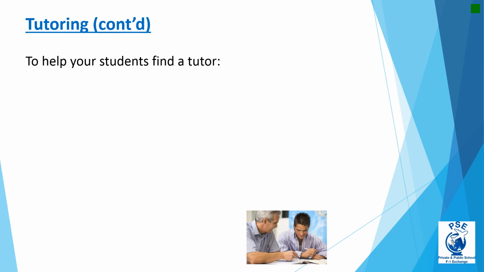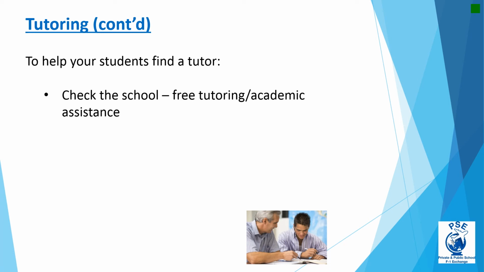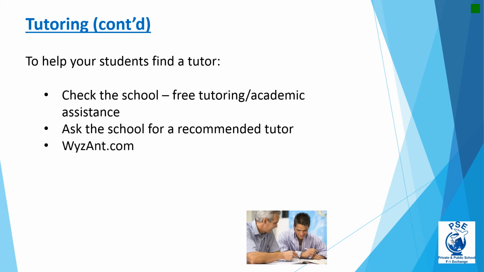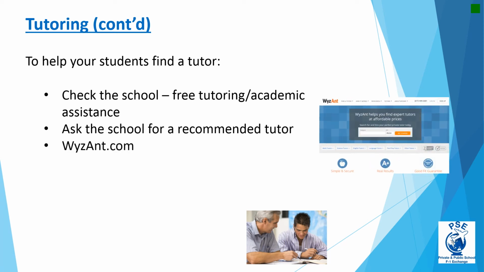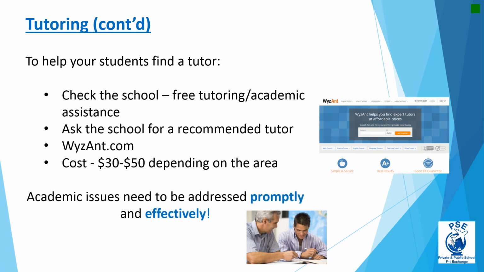Here are the best options to help your student find a tutor. Check to see if the school offers free tutoring or academic assistance. Ask the school for a recommended tutor. Use the website wiseant.com, which provides private tutors for any subject you may need and will indicate whether or not the tutor has a current background check. Inform your student that the cost of a tutor per hour may range anywhere from $30 to $50, depending on the area. Please remember that academic issues need to be addressed promptly and effectively.